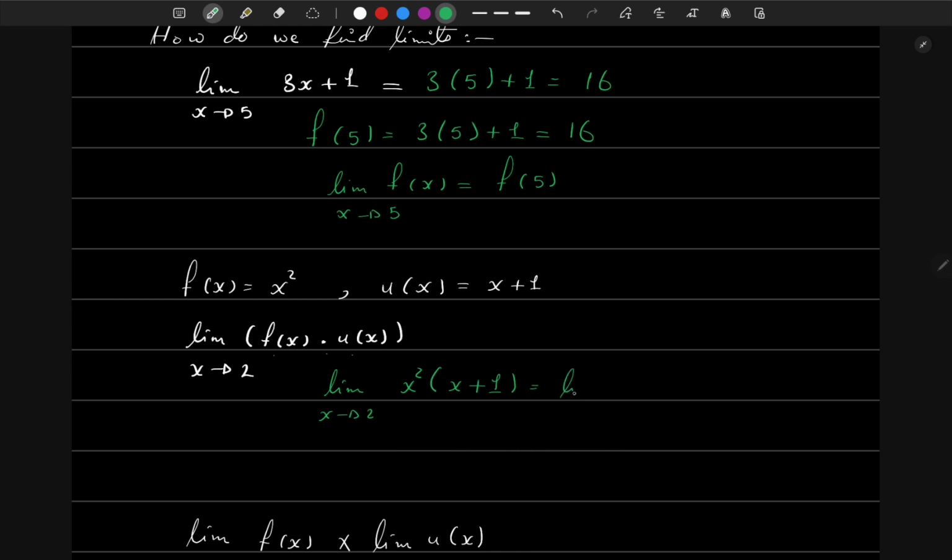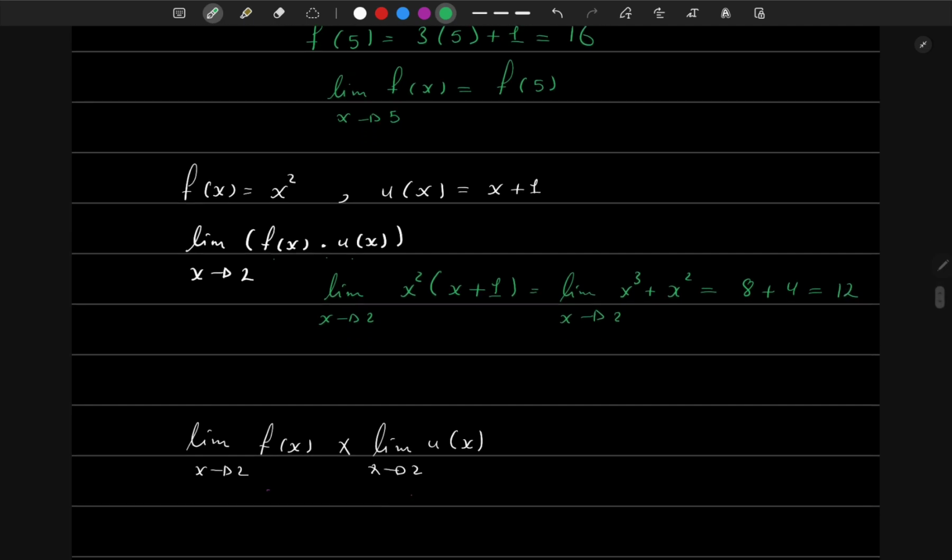So this equals again the limit of x cubed plus x squared when x approaches 2, and that equals 2 to the power of 3, which is 8, plus 2 to the power of 2, which is 4, which equals 12.